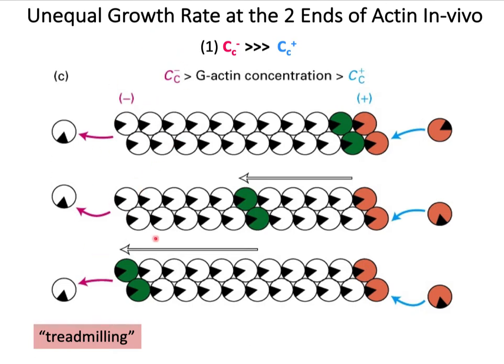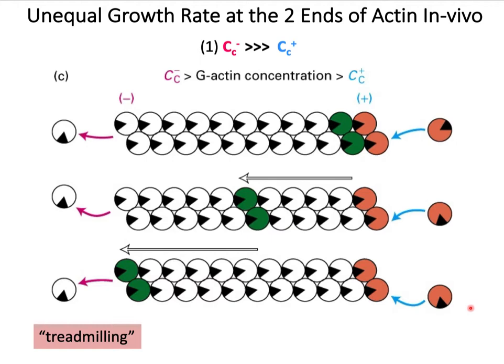So this is known as treadmilling, and this is a very important process, especially for cells that want to extend their membranes or move in a certain direction. The actin filament can polymerize in certain parts of the cell in this treadmilling fashion to create the forces necessary to extend the membrane in certain directions.